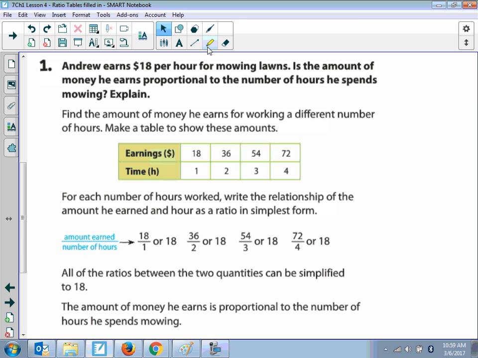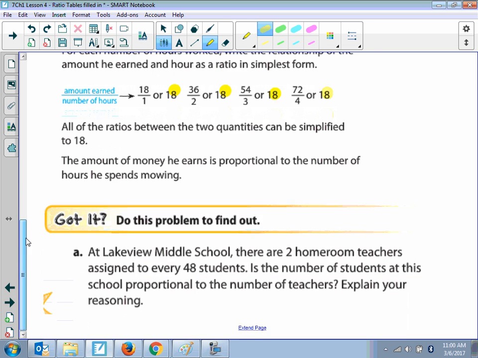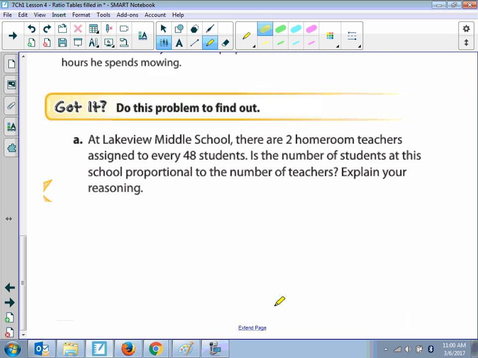So, because each one of our rates simplifies to the same unit rate, it is a constant ratio or a constant rate, right? So that means that the money he earns is proportional to the number of hours he spends mowing. Is everybody clear with that? All right. So now let's do this got it problem together.